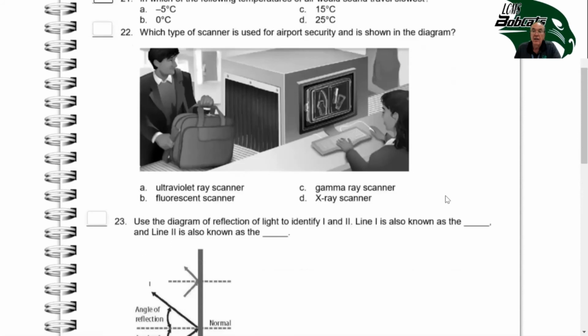What type of scanner is used for airport security in the diagram? Ultraviolet is like those tanning machines, so this is not it. Fluorescent light bulbs are like the light bulbs in the classroom, so it wouldn't be that. Gamma radiation is very dangerous. An X-ray would be what they're using.